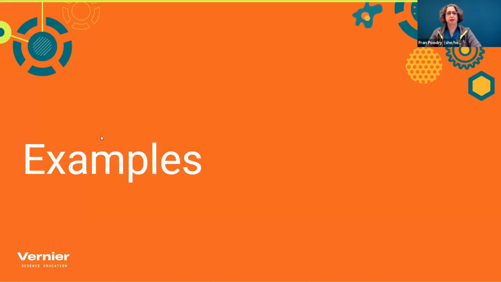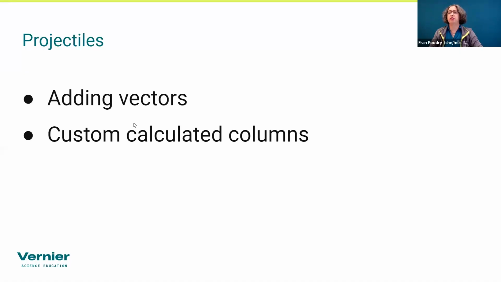All right, so getting on to the actual examples, we're going to start with projectiles. Projectiles are the classic that you would do with students, physics students, whether it's in conceptual physics, we still did projectiles all the way up to AP physics. You're going to do projectiles. If you're doing introductory physics in college, you're still doing projectiles.